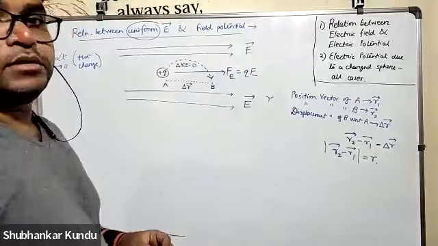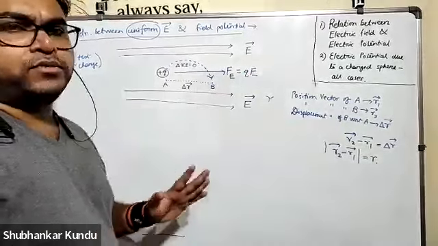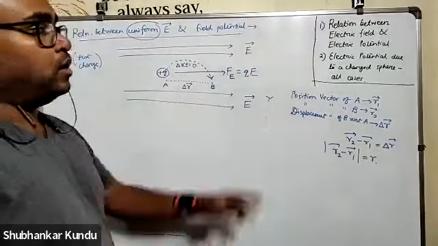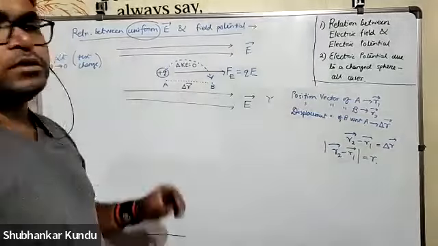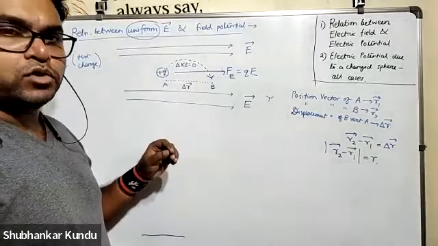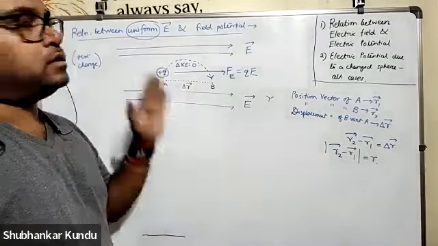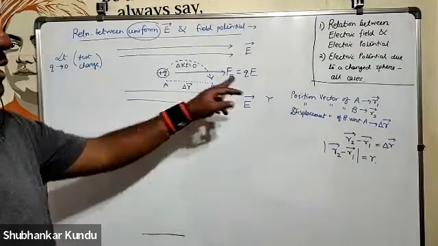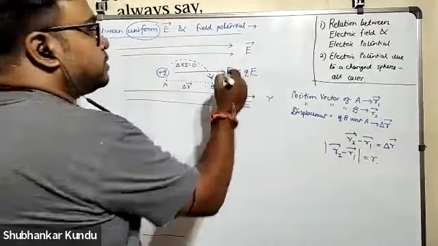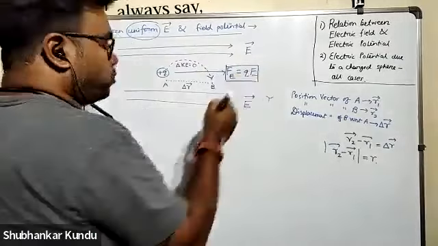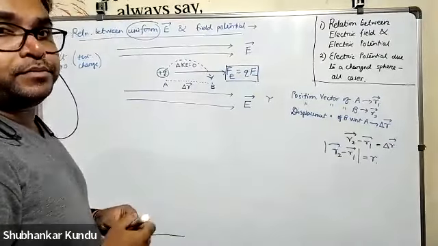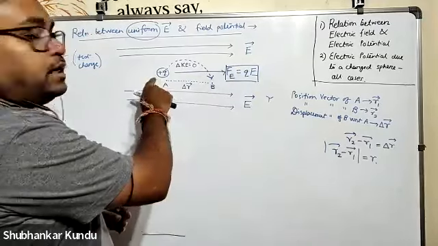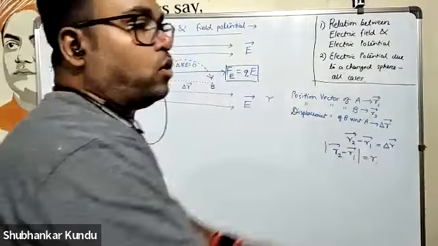Whenever you are keeping a positive charge or negative charge, the charge experiences a force. If it is a positive charge, the charge will experience a force in the direction of the field. What is the field? E. What is the charge? Q. So this will experience a force of Q into E along the electric field, because this is a positive one. This force Q into E will now try to pull it along the electric field.